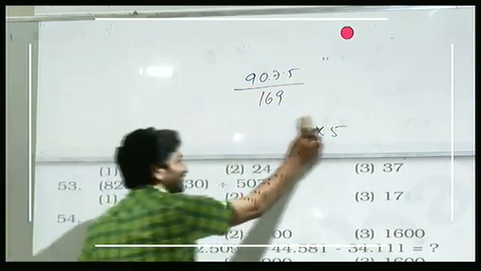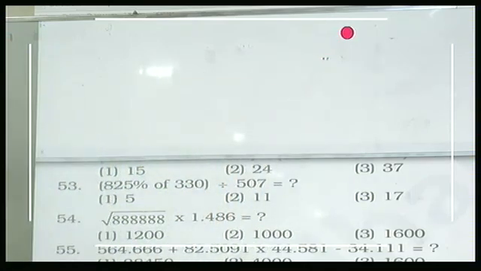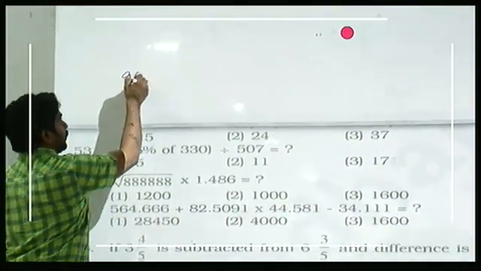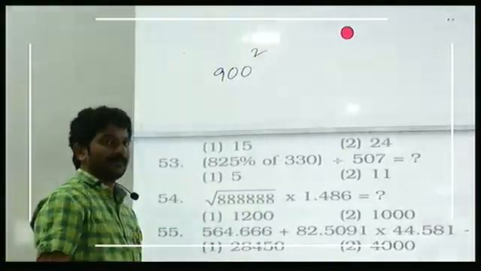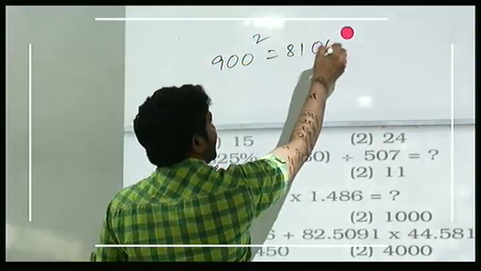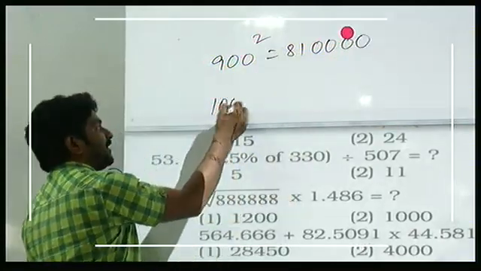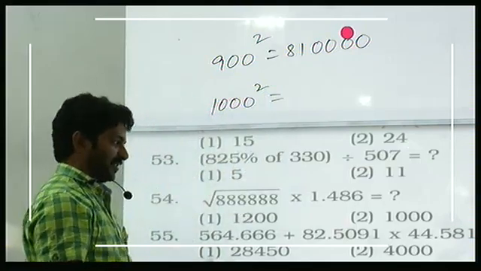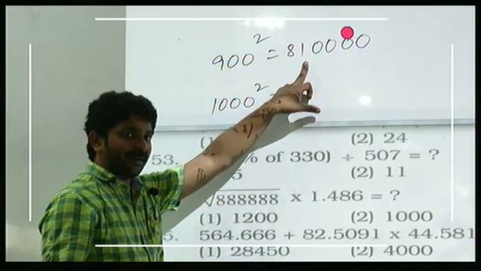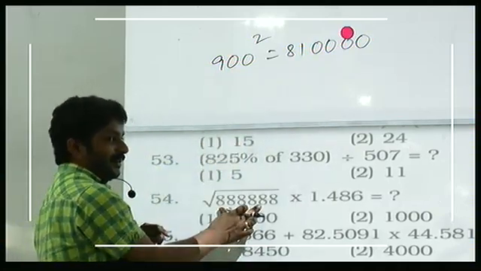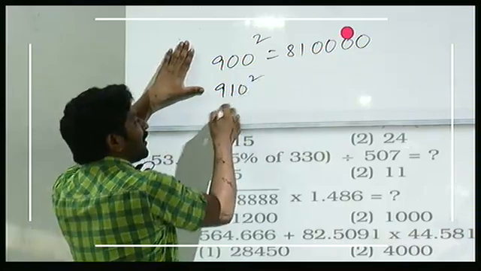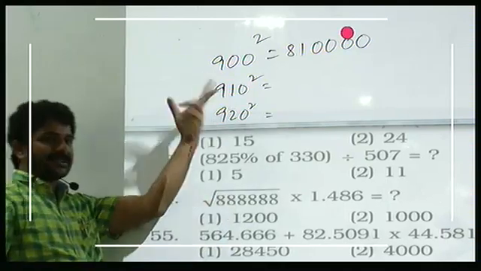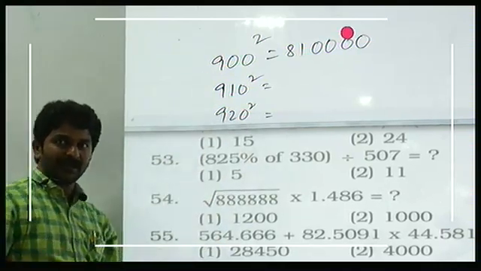Next. Under root double 8. What is 900 square? 810000. What is 1000 square? 1 followed by 6 zeros. This is nearby this number, right? Hence your number may be nearby 910 square or 920 square. If you know 91 square, you can calculate.